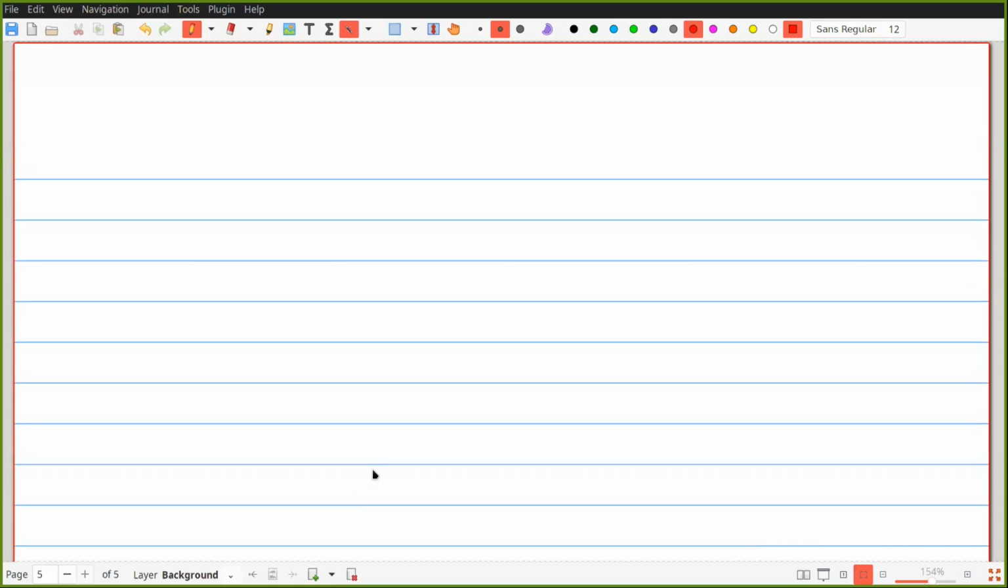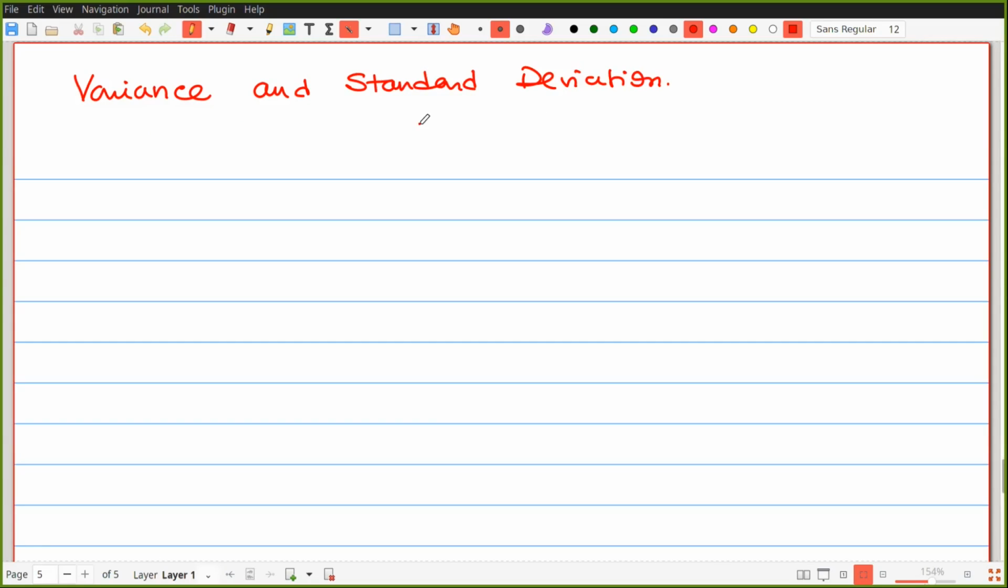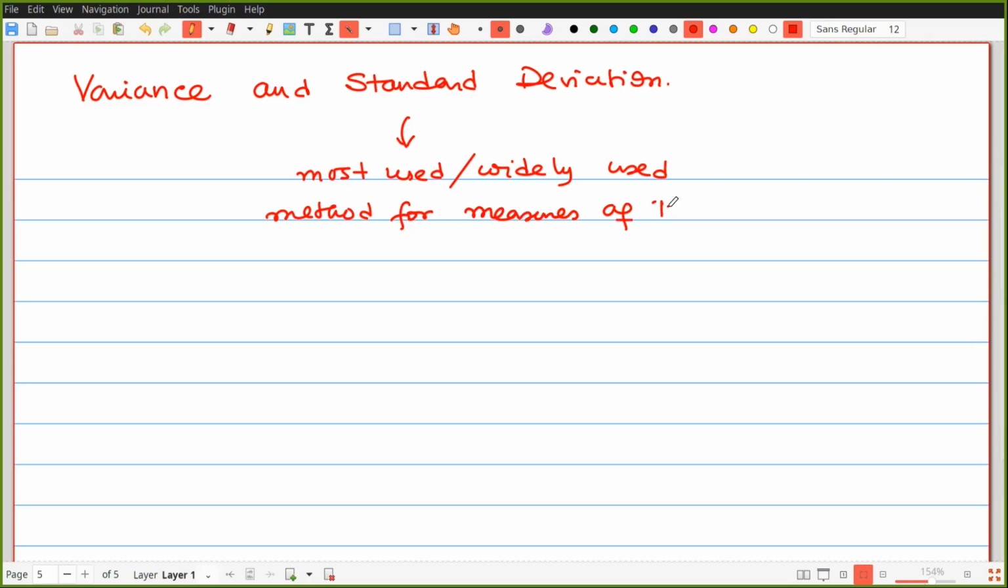Standard deviation. And when we are considering the standard deviation, two terms are practically there. The first one is called the variance, and the second one is the standard deviation. And that standard deviation is the most widely used method for measures of dispersion.